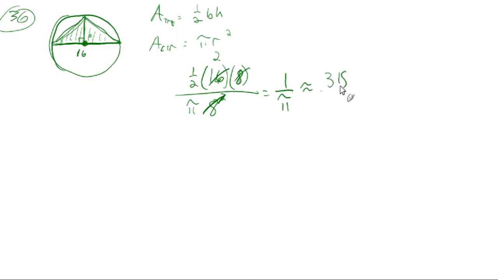1 over pi, or 0.318. Okay, so a little less than 1/3 of the time. A little more than 1/3 of the time. What am I thinking of? A little less than 1/3 of the time. 1 out of 3.14. And that will be everything. So thank you for watching.